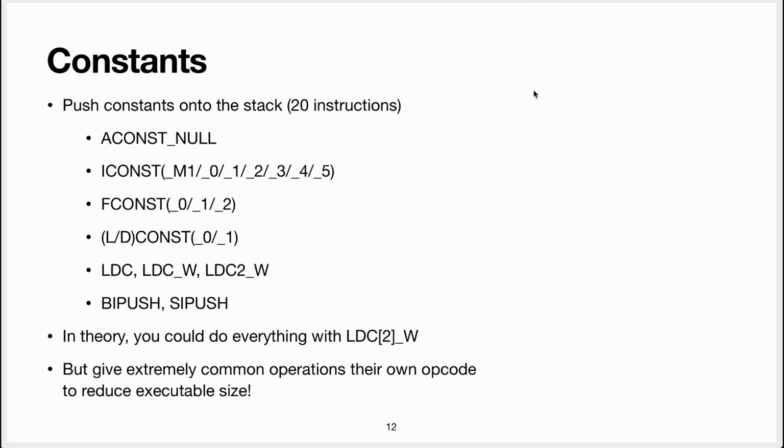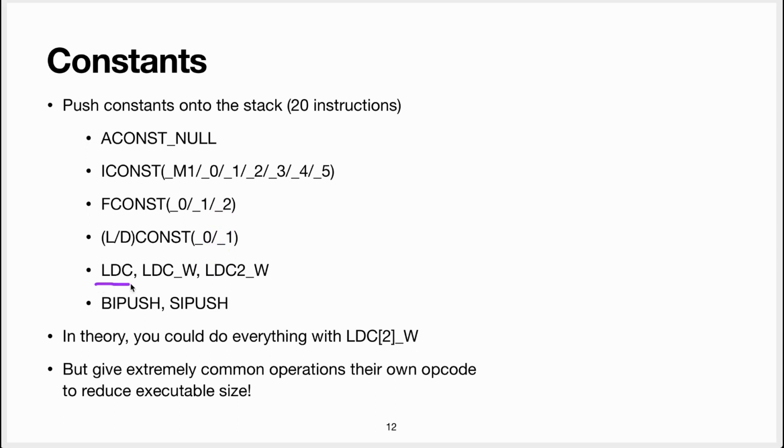And there are 20 of those. We can push null onto the stack. We can push -1, 0 to 5. We can push for floats 0, 1, 2. For longs or doubles 0 or 1. Then there's these instructions, which are the most interesting.